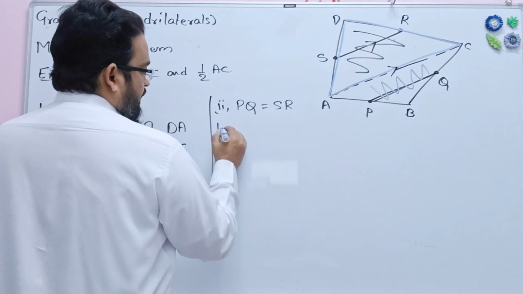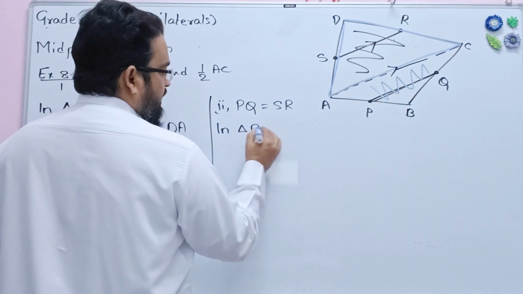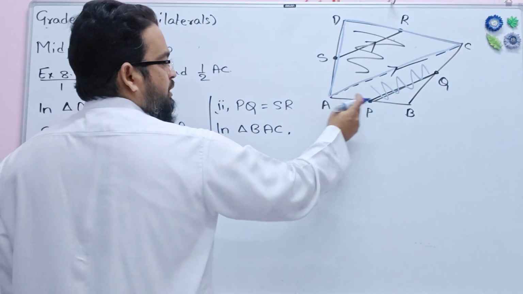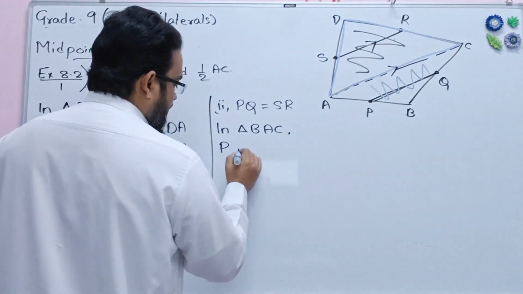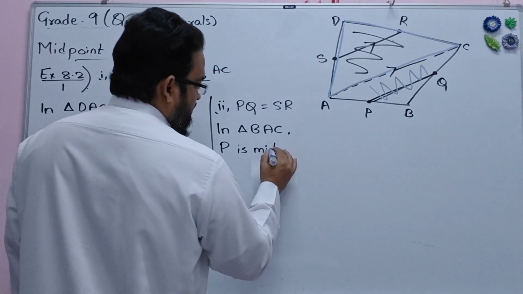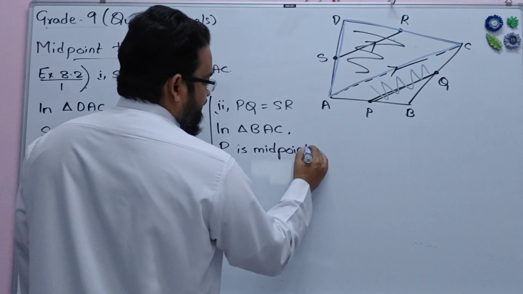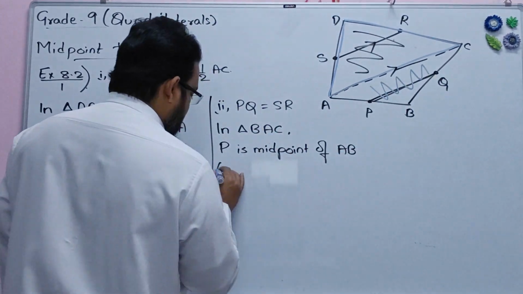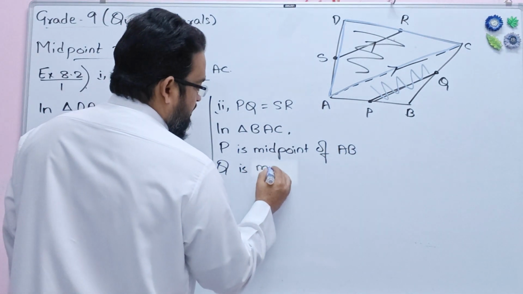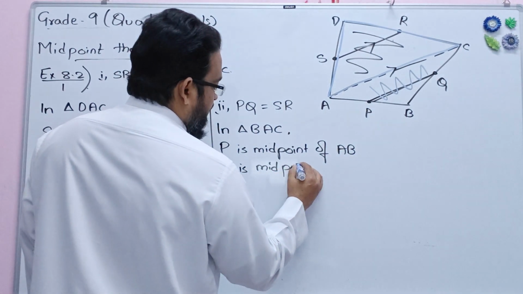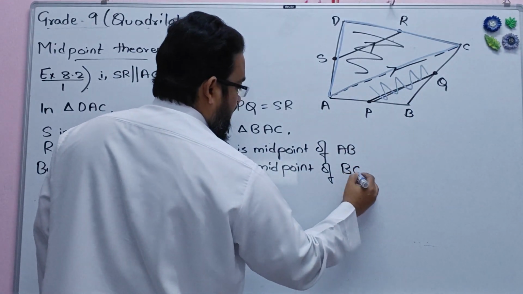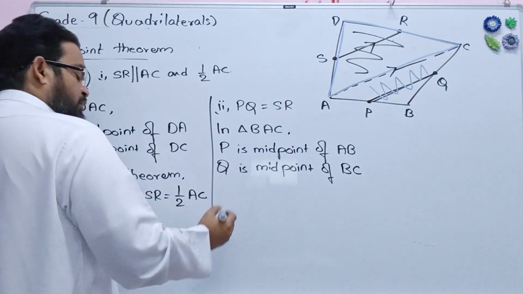So now in triangle BAC, what is P? P is the midpoint of AB. And Q is what? Q is the midpoint of BC. Okay, so now these two are midpoints.